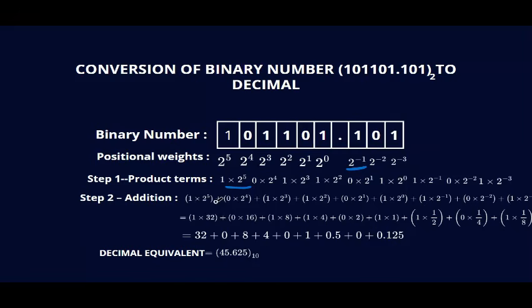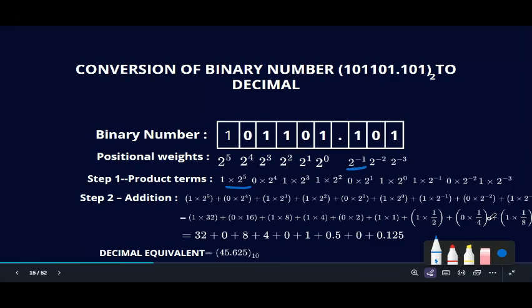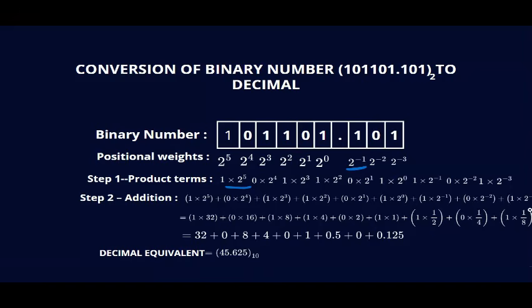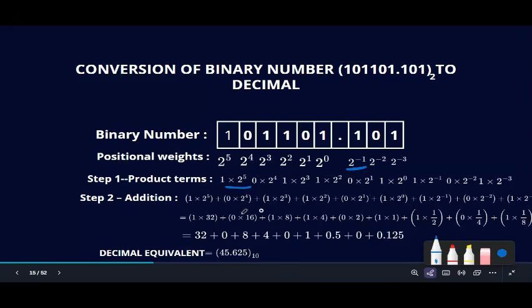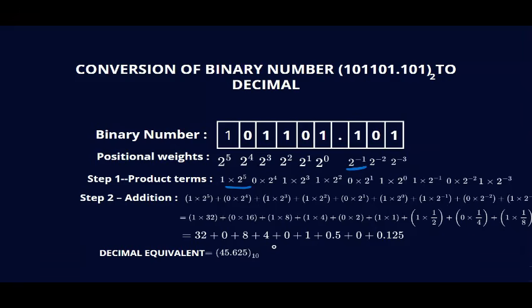Next, we put the values for each of the terms. That is, 2 raised to 5 is 32, 2 raised to 4 is 16, 2 cube is 8, 2 square being 4, 2 raised to 1 is 2, and so on. While in this case, 2 raised to minus 1 is 1 by 2, 2 raised to minus 2 is 1 by 4, and 2 raised to minus 3 is 1 by 8. So on adding all these, we get the decimal counterpart as 45.625.